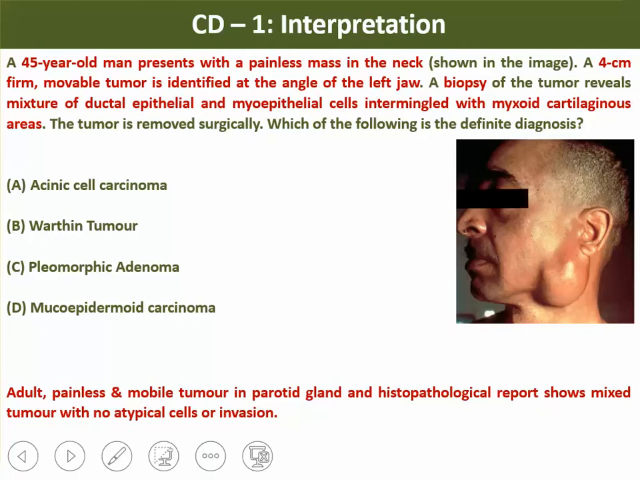So what you can do, a conclusion is it's an adult case, painless and mobile tumor in parotid gland, and histopathology report shows it's a mixed tumor. They didn't give anything about the cells' nature here, which means the cells are benign, there are no atypical cells, no pleomorphic cells, there is no abnormal mitosis. There is no evidence of cancerous change here, there is no evidence of malignant change here. This is the conclusion we came to in this case.